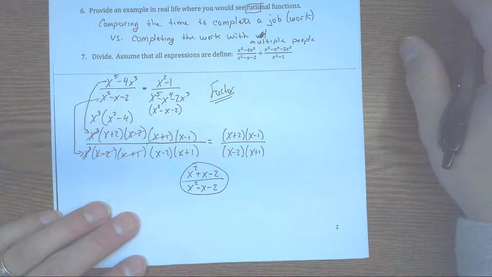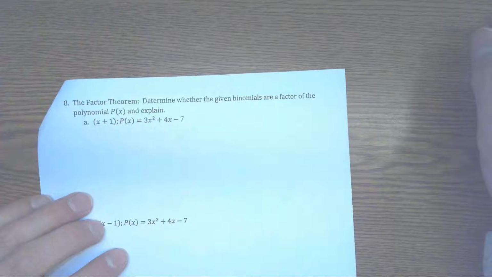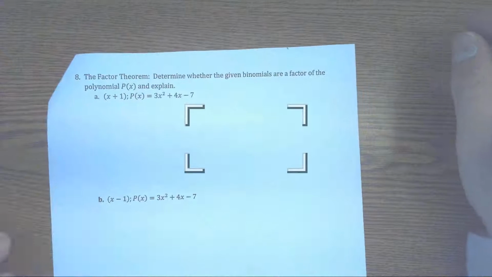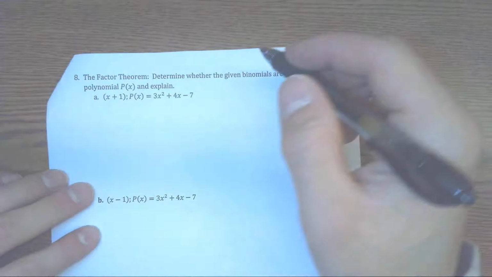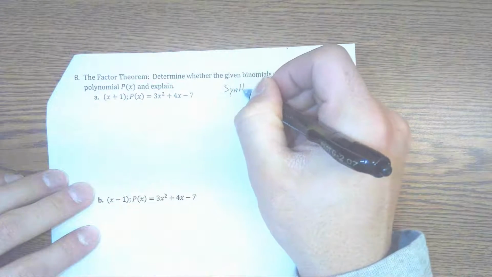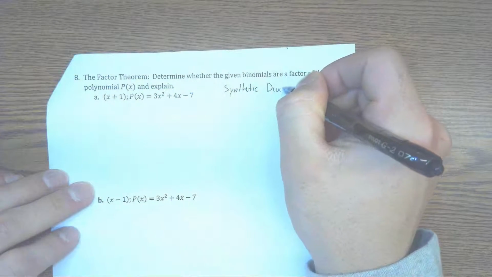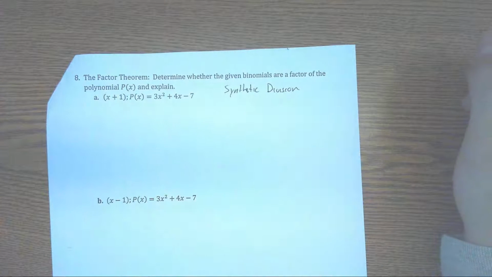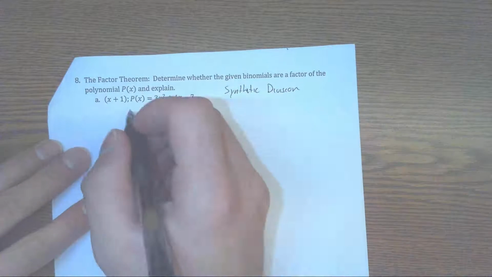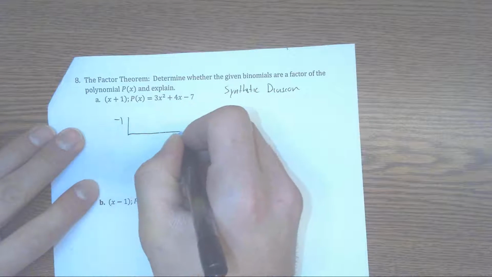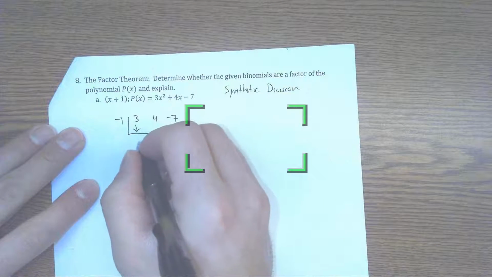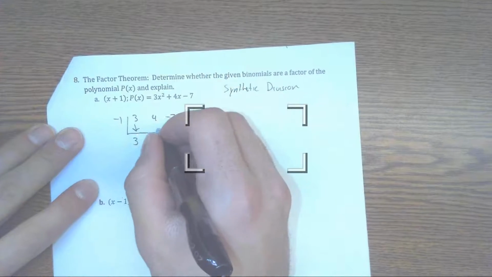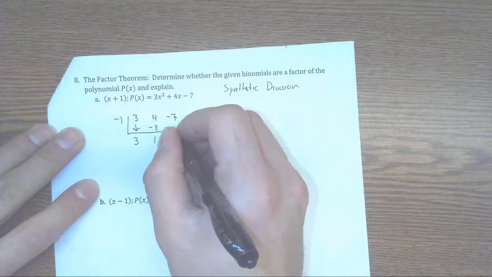Alright, moving on. So here it says the factor theorem. Determine whether the given binomials are factors. Alright, this is pretty simple. When we synthetically divide, we need to see if the remainder equals 0 or not. So, the opposite of that, negative 1. 3, 4, negative 7. Bring this down. So 3. Negative 1 times 3 is negative 3. That gives me 1. That gives me negative 1, negative 8.